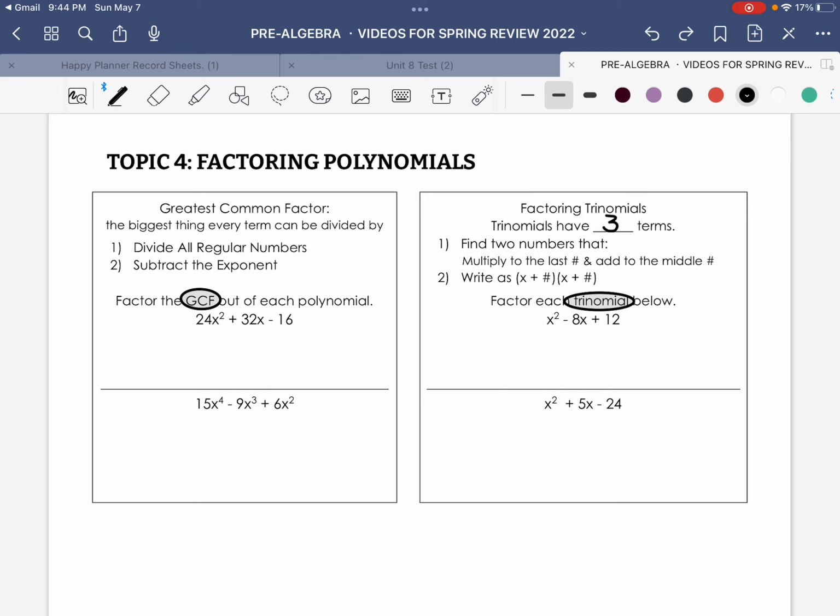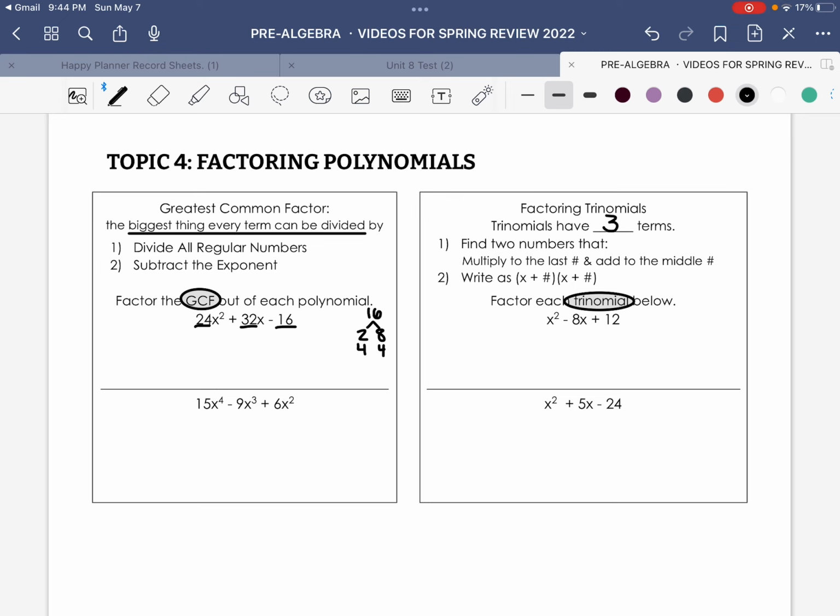On the left side, you're going to divide all regular numbers by the biggest number they can all be divided by. So a greatest common factor is the biggest thing every term can be divided by. So for example, 24, 32, and 16. I'm going to pick the lowest number, 16. I know that I can divide 16 by 2, because that would be 8. Or 16 divided by 4 would be 4. And those are really the only things that go into 16.